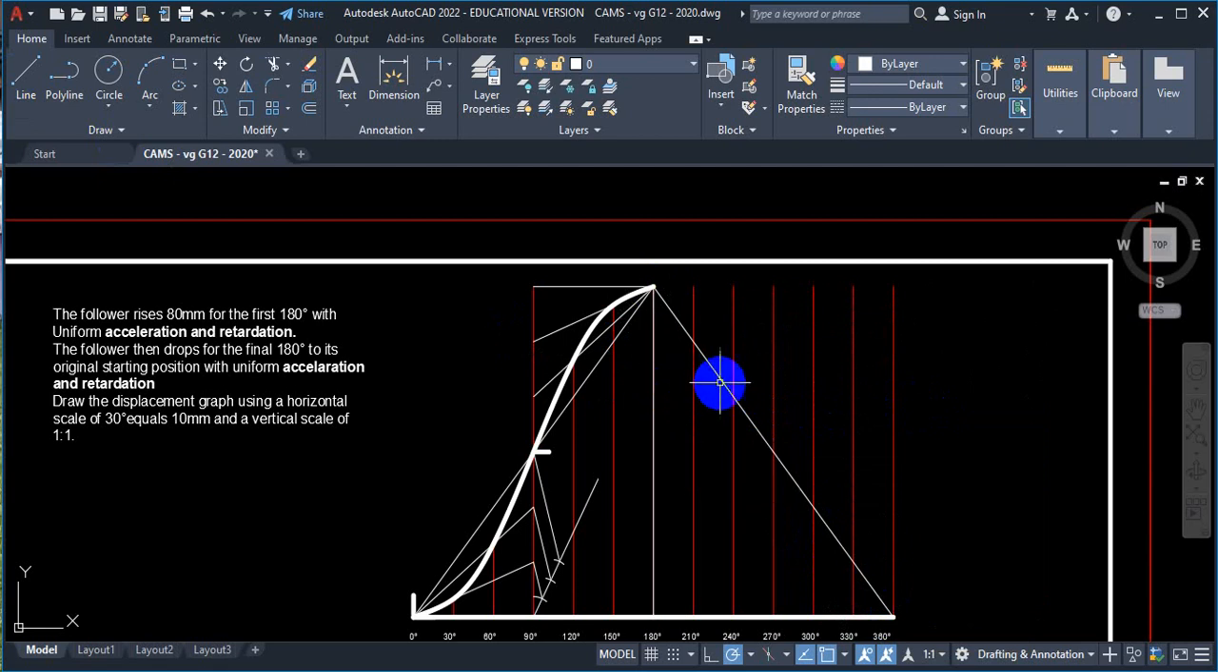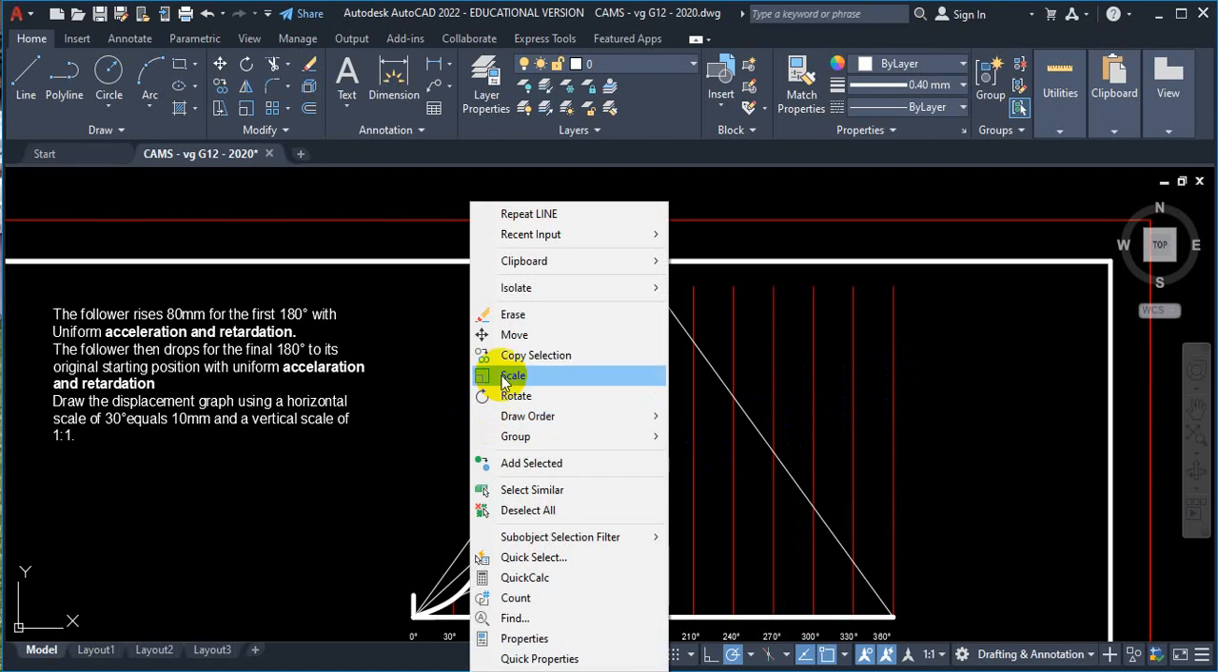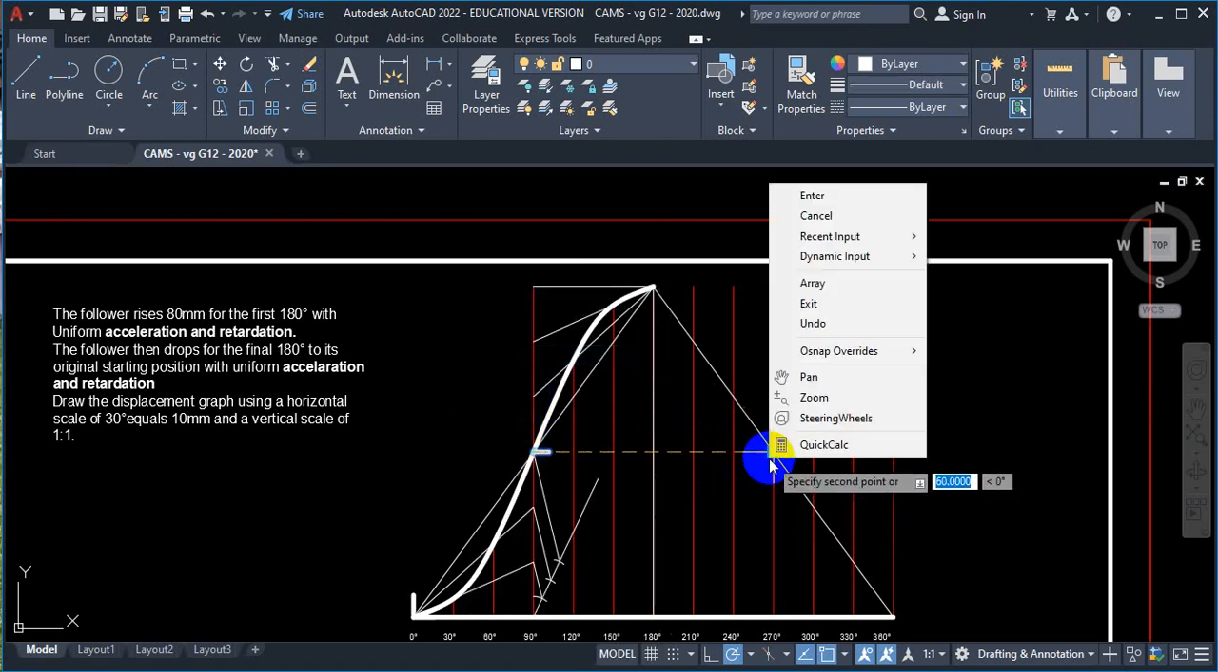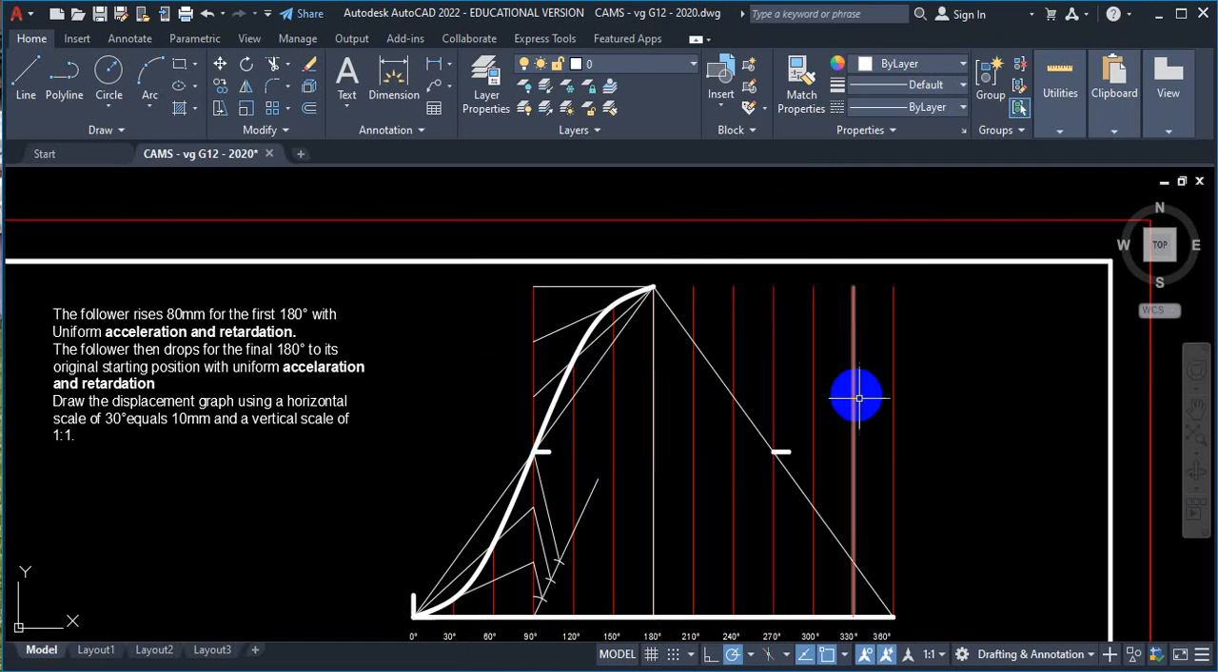So 1, 2, 3, 4, 5, 6. So it's an even number. So you need 3 on either side because you need to divide it by 2. 0, 1, 2, 3. So this is the midpoint. So I'm going to take this just to indicate the midpoint in this case. This is the midpoint. That is the midpoint, 0, 1, 2, 3. If you're coming from the left hand side, it's 0, 1, 2, 3.